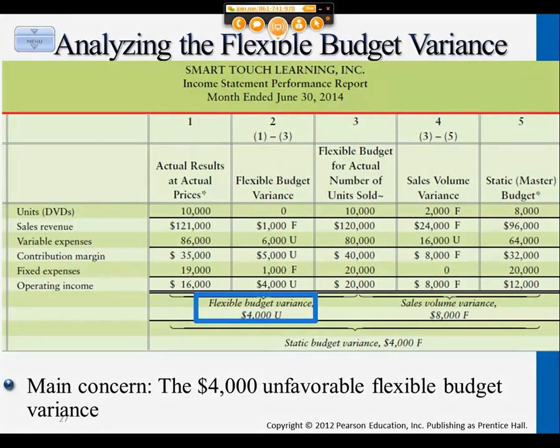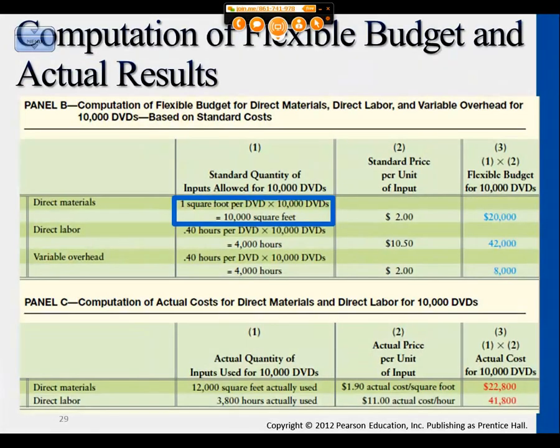All right. So how do we calculate our flexible budget and where is it coming from? These two are panels from your book. They are the computation of flexible budget and actual results. So let's look, how do we compute? We're given our direct materials, direct labor, and variable overhead. We know the volume is 10,000 DVDs, and so we're given some information to compute the direct materials. We know that 1 square foot per DVD is your input, and you have 10,000 DVDs as a quantity, so you get your standard quantity of 10,000 square feet. The same way, you're given your direct labor as hours per DVD and the volume of DVDs, so you compute your direct labor and variable overhead.